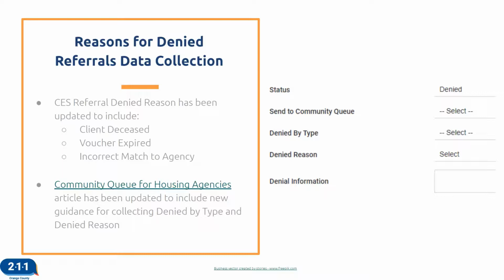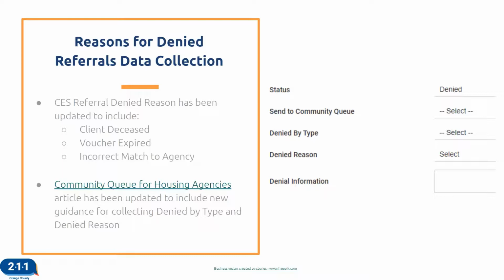So the first change is that we have added a few reasons to the denied reason drop down. The new reasons include client deceased, meaning the client, or the household, was matched to your housing opportunity, but then they unfortunately died.